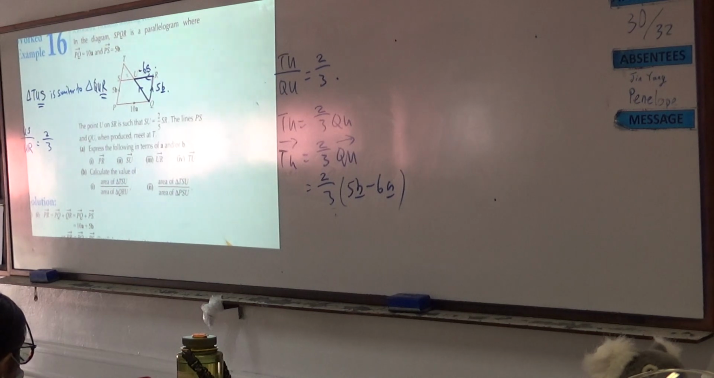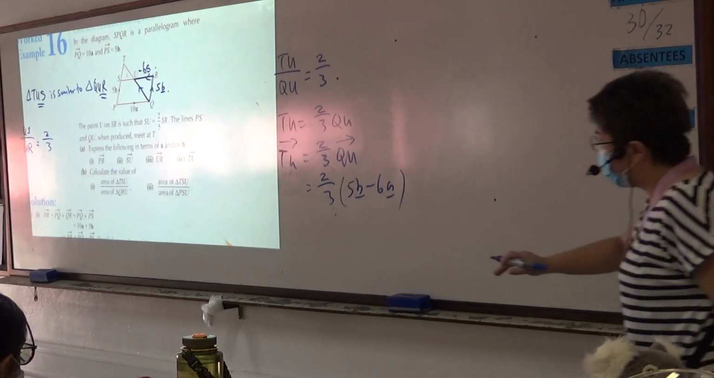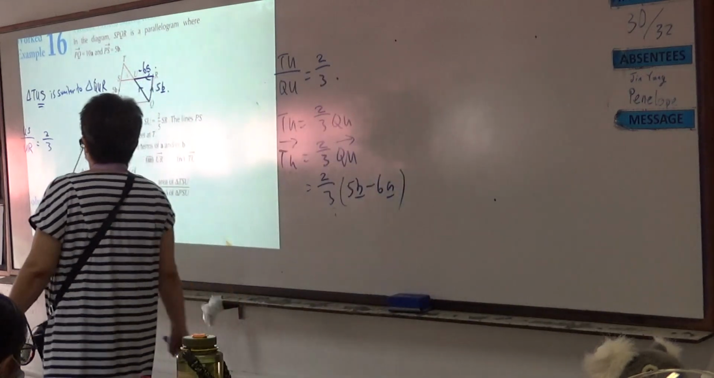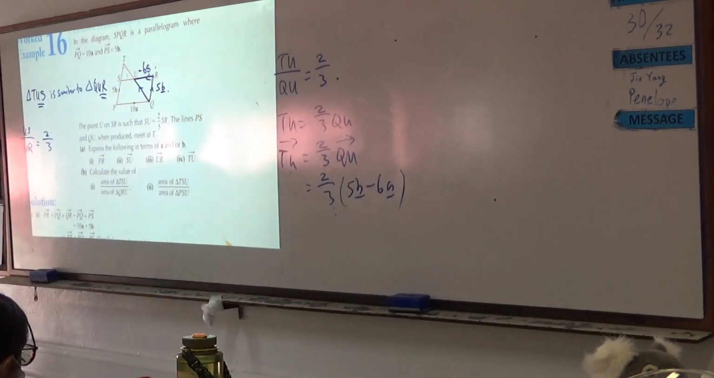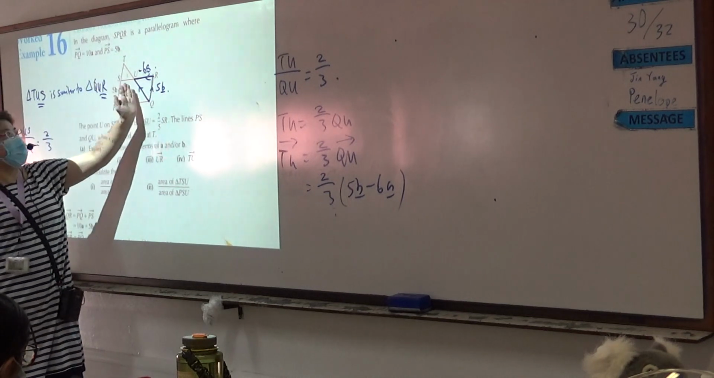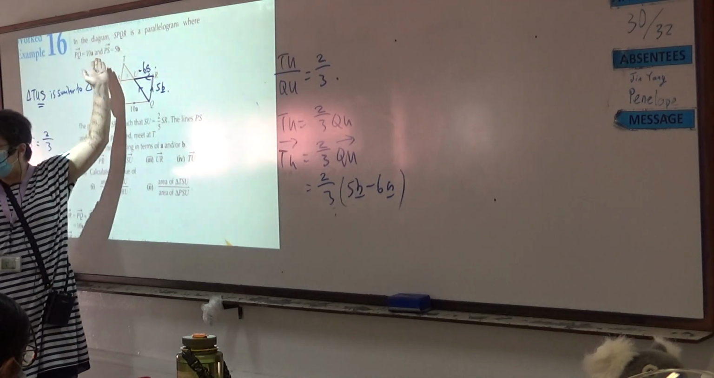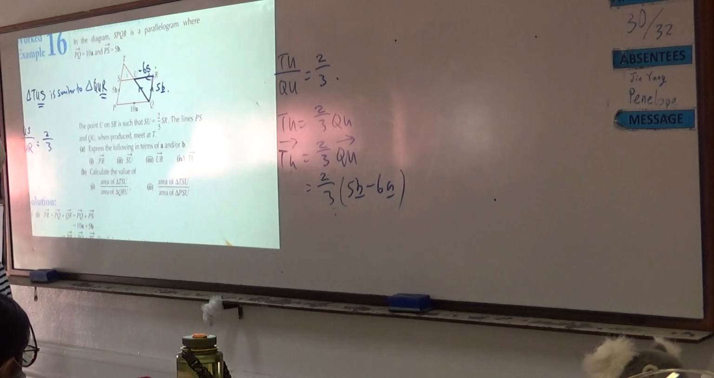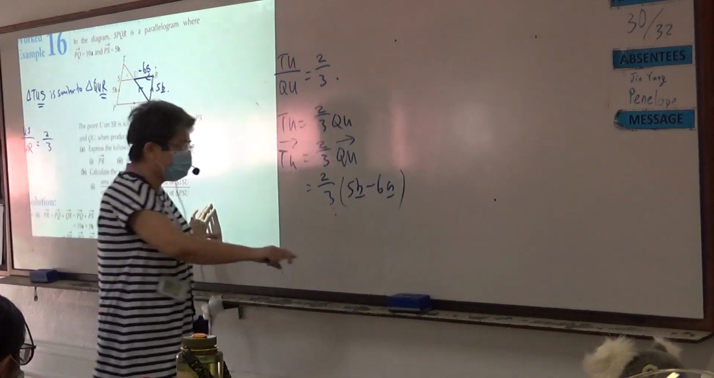How come I get it the other way around from the textbook? Wait, let me just double check. They want TU. Oh, I see. They want TU. This is in this direction. Alright, so I must negative it. Can you see what I'm talking about? I must negative it. Everybody okay? Some people are lost. Okay, let me just redo this again.